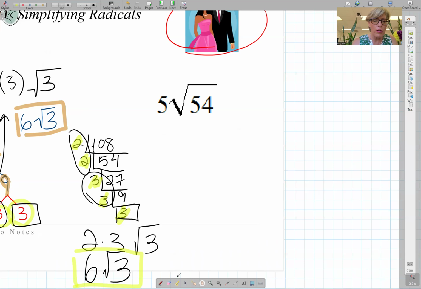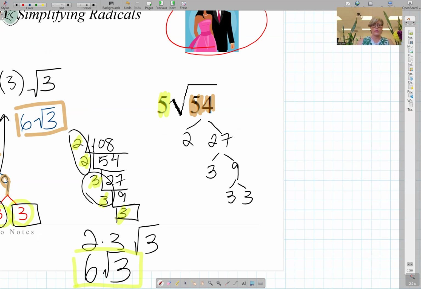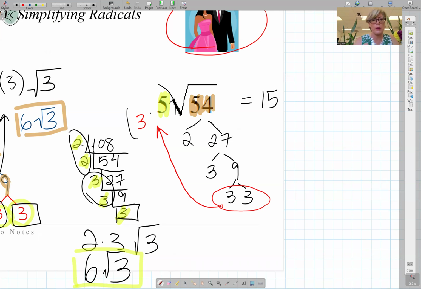Okay, here we have what's called a coefficient on the outside, and then we're going to simplify the inside. Again, you choose your pairs. We have a pair of 3s. The 3s come out as a single 3. Since there's a coefficient on the outside, those multiply to start with. That's 15. And then both of these, they stay home.